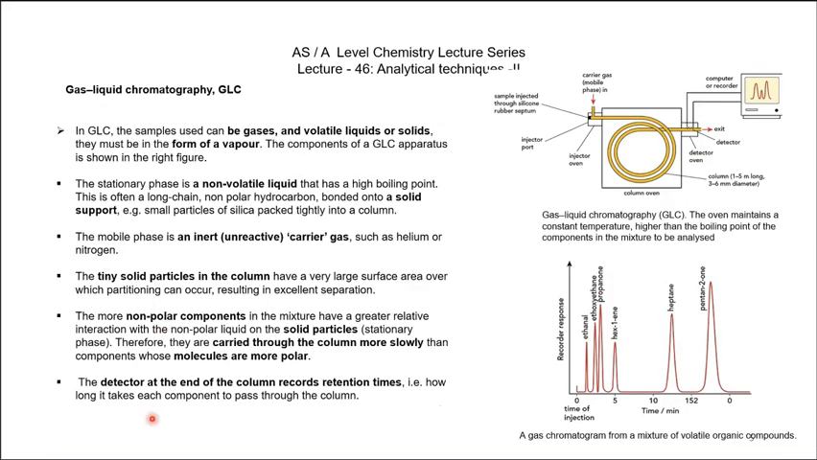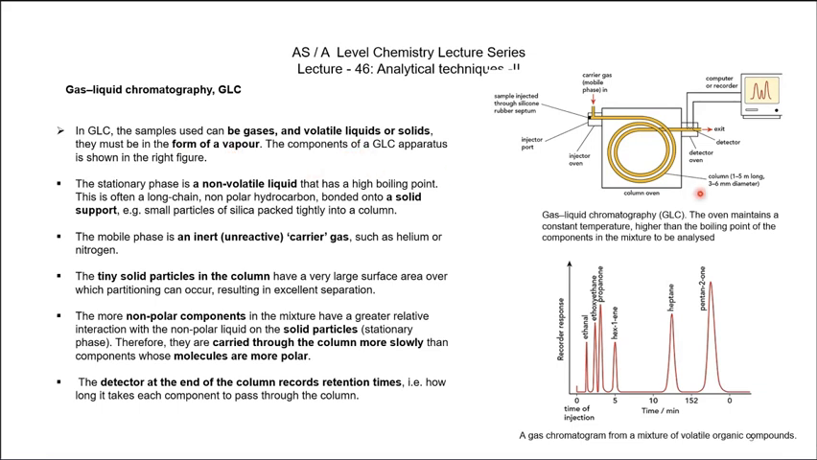Okay. Then we have another type of chromatography. We call it gas liquid chromatography, that is GLC. Well, you see, the sample should be in the form of a vapor. It could be a gas, a volatile liquid, or a solid, but when we inject it, it should be in the form of vapor.